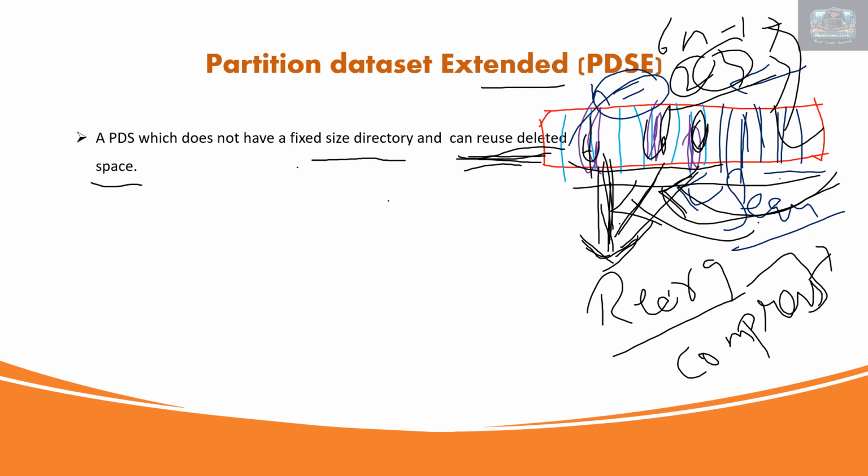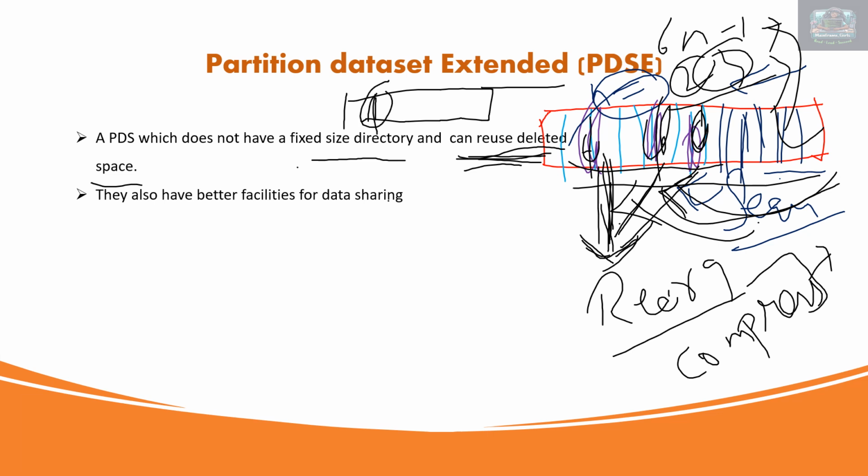And the next one is, they also have better facilities for data sharing. If this is a PDSE file, and I am user 1 and someone else is user 2, and two users are using this data, I can create a member here and the other user can also create a member here. It means this file can be used by as many people as possible, so data sharing is possible. But when it comes to a PDS, there will be a contention. It will say that someone is holding this file, and when you open it or want to do some process on that file, it will not allow you to do that.